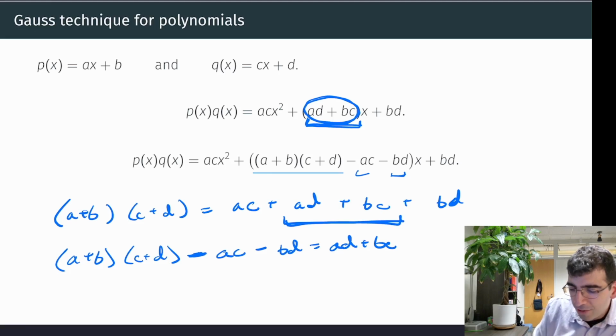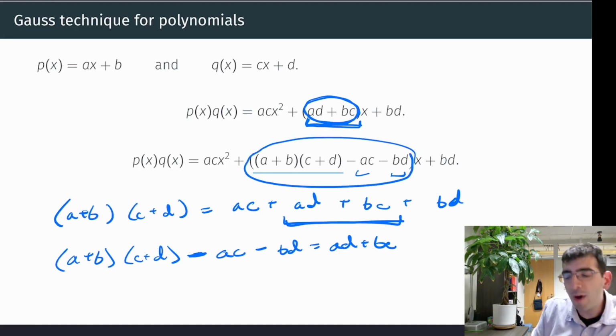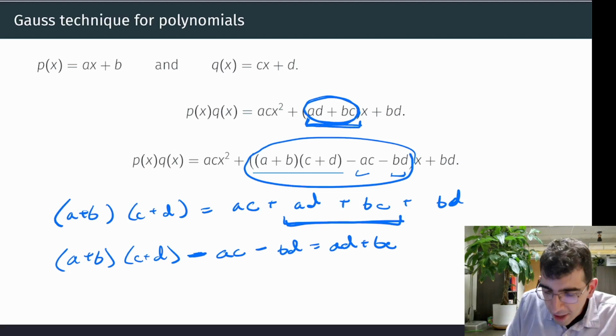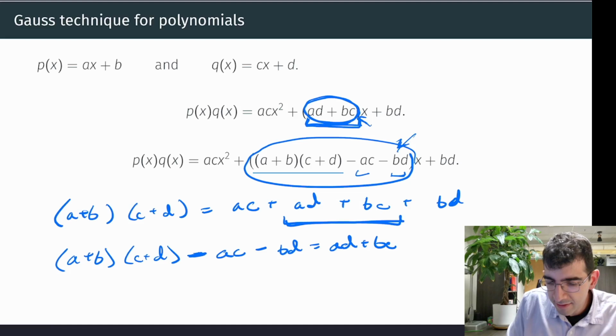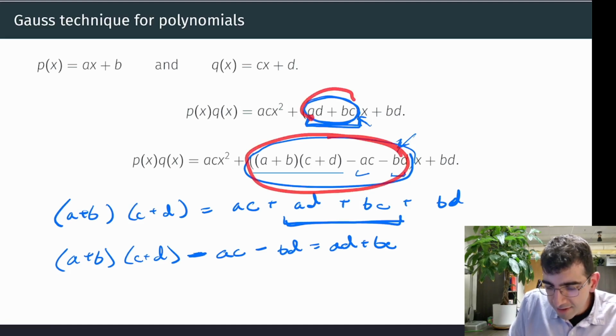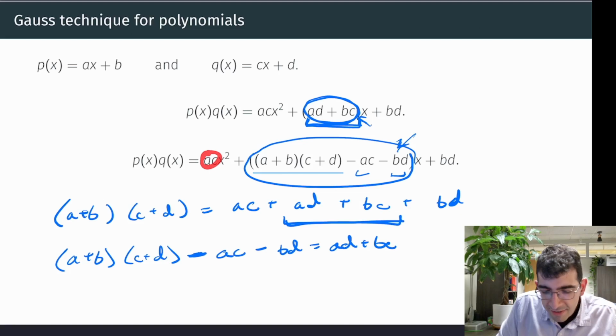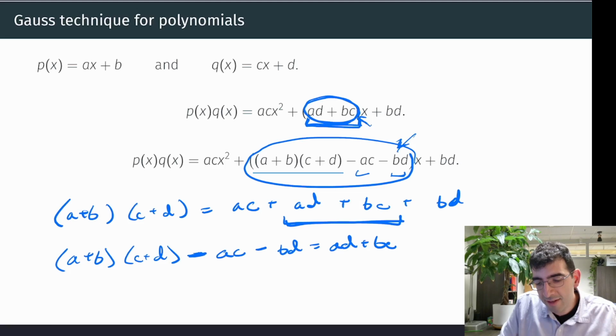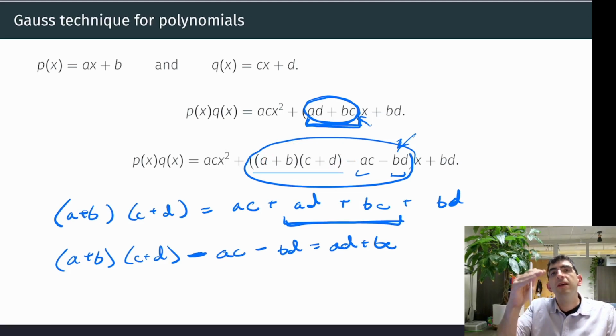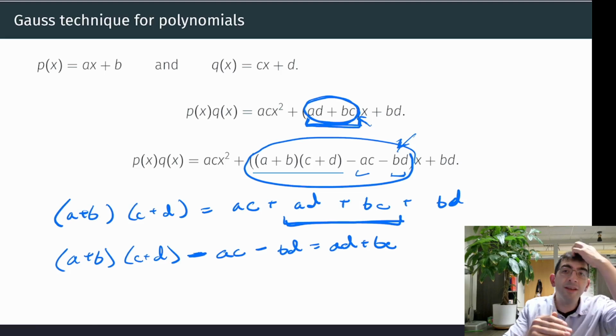Okay, so we replace this term with this term. Now, why would we do that? Why would we do that when this looks so much more complex than this? It's actually not, because we've already calculated ac here. We've already calculated b times d here. So the only additional multiplication that we need to calculate is (a + b) times (c + d). So we are reducing the number of multiplications that we need.